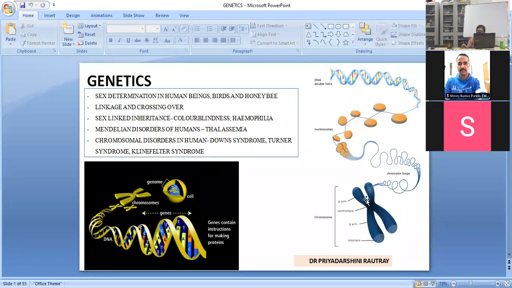Different parts of the chromosome: the short arm, that is your P arm. We have a long one, that is the Q arm. The end point is your telomere. And in between, the attachment point of the sister chromatids, we have the centromere. Now this is what the chromosomes look like when we see them under a microscope in a cell.